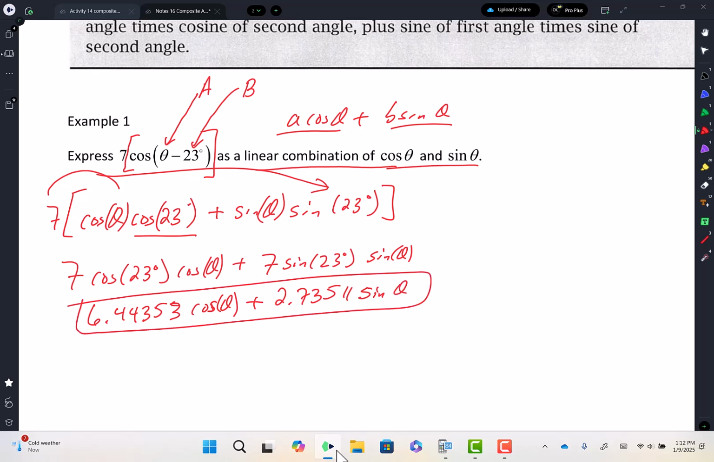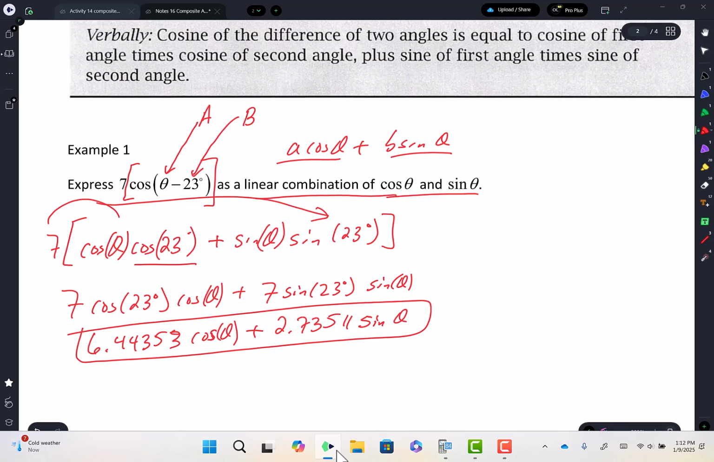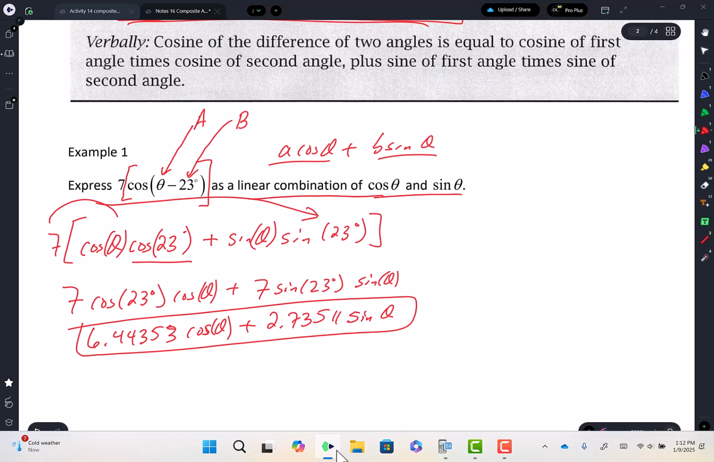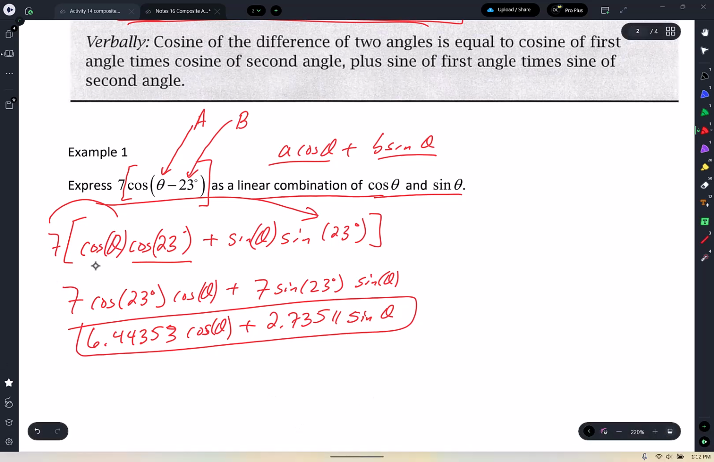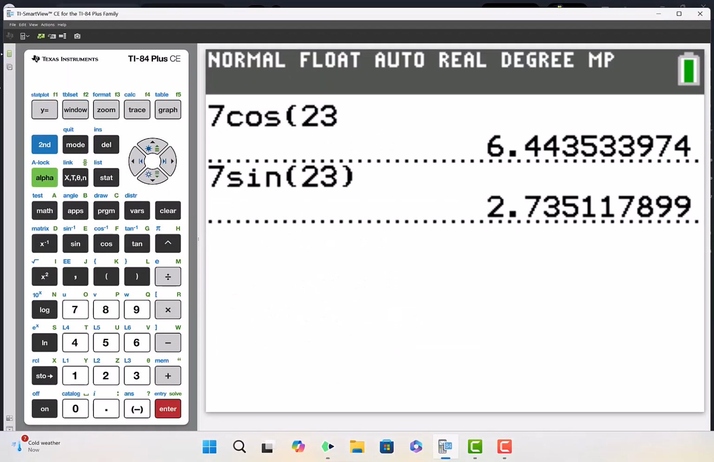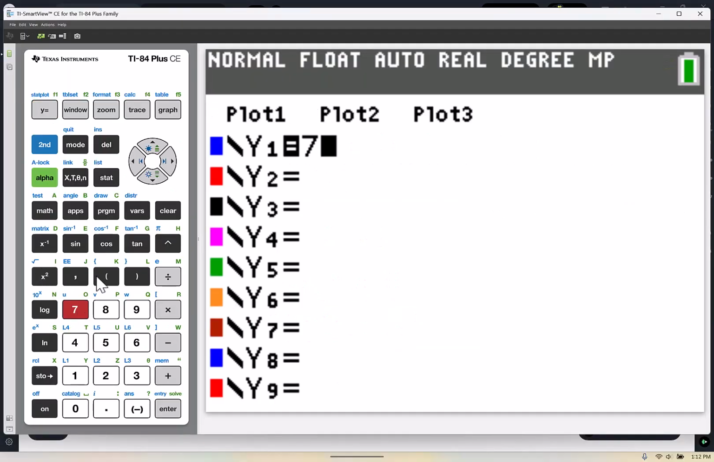And it says here, it doesn't say to check, but those are equivalent. Chav, how do you know they're equivalent? So check this out. You guys ready? You don't have to write this down. You can just listen. You see how this says 7 cosine theta minus 23? I'm going to come over here. I'm going to click y equals. You can just observe, guys. 7 cosine x minus 23.